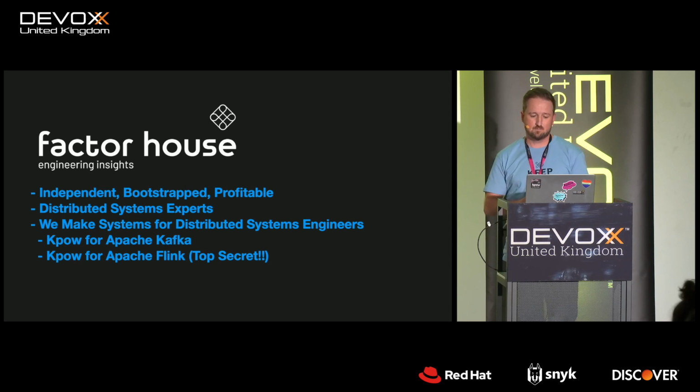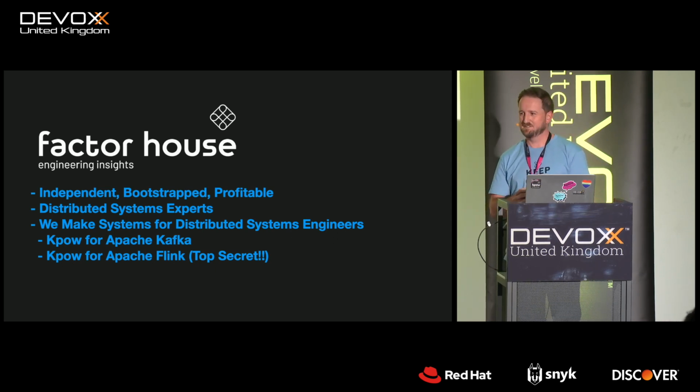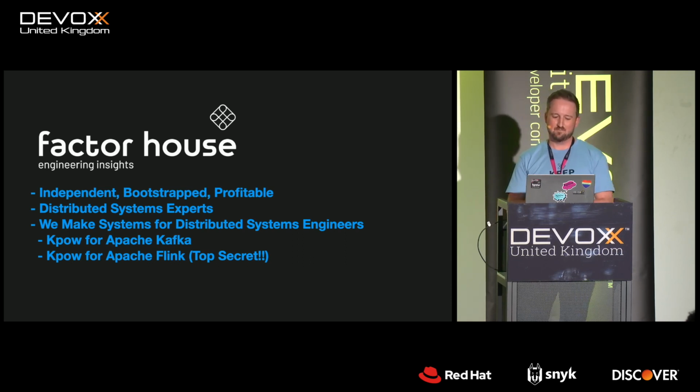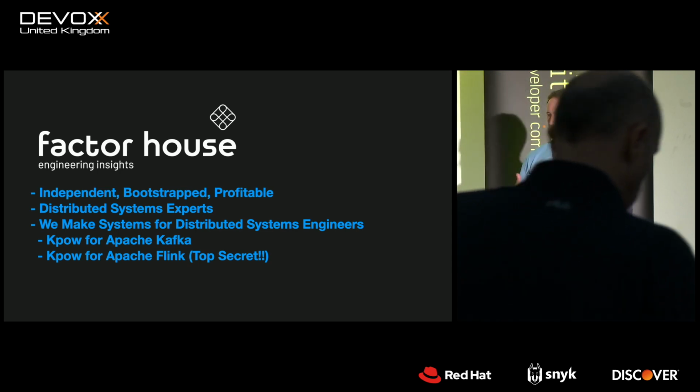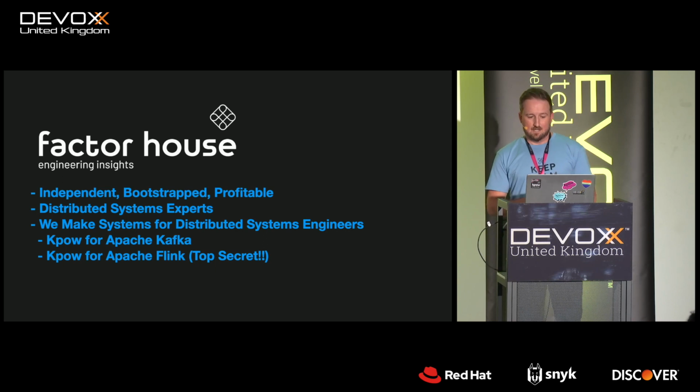So just a little quick bit about who we are at Factor House. We're independent, bootstrapped, and a profitable company, which this year turns out to be a bit more important than it has been in the last 5 years or so. We are distributed systems experts, so the tooling that we build comes from our experience trying to build platforms with Kafka, Storm, Cassandra, and so on. And we make systems for distributed systems engineers to make their lives easier. So the focus of what we build is really from the engineering perspective.